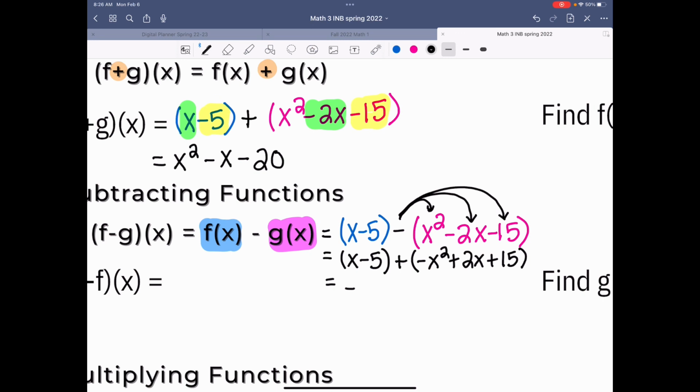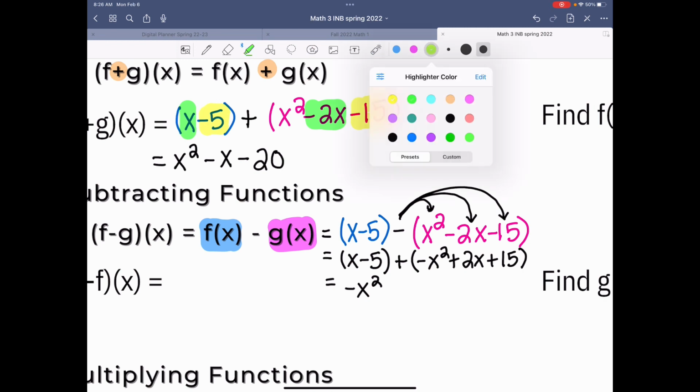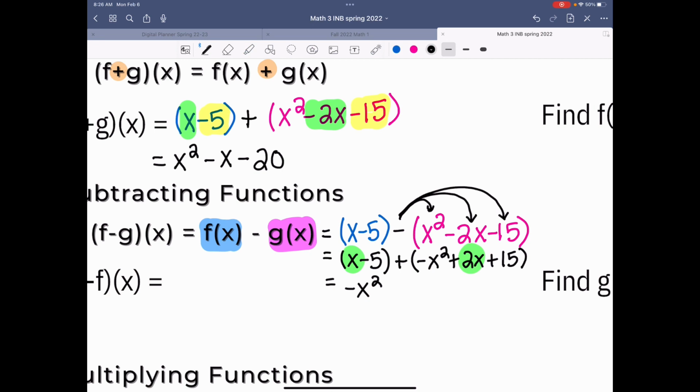So we're going to have negative x squared because there's nothing to combine there. And then we're going to do x and 2x. So x and 2x is going to give me 3x. And then we're going to do negative 5 and positive 15, which is going to give me plus 10. Now, that was if we did f of x minus g of x.